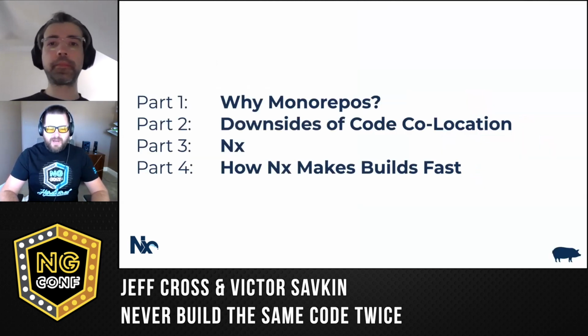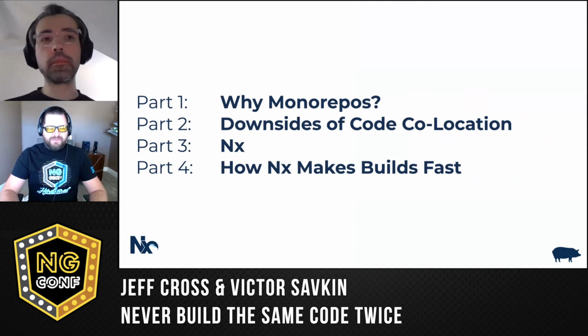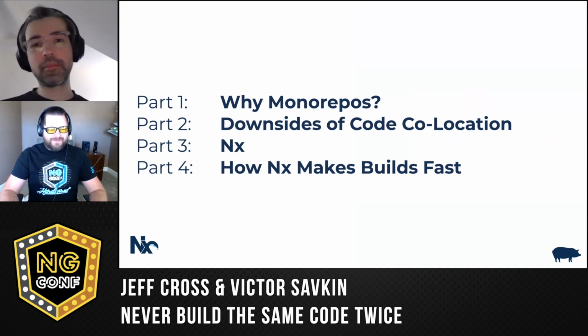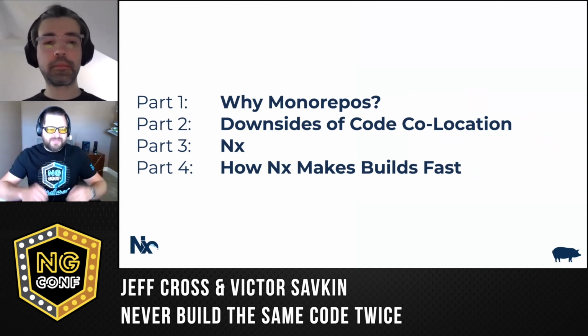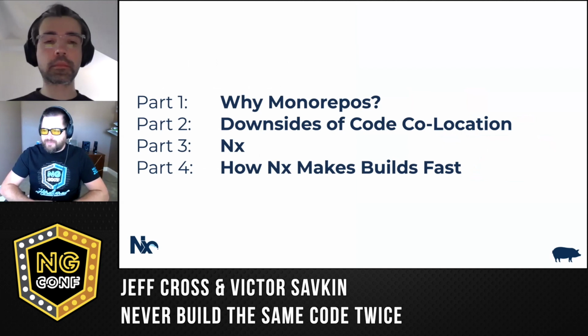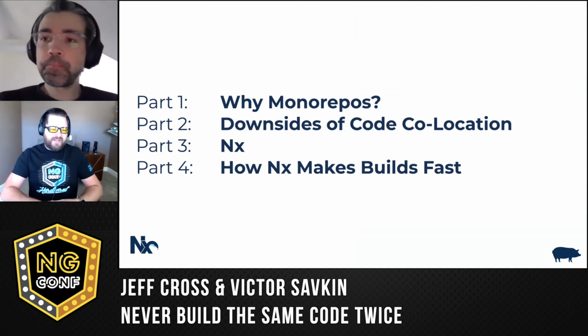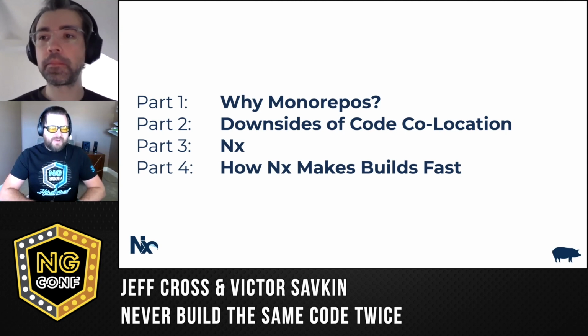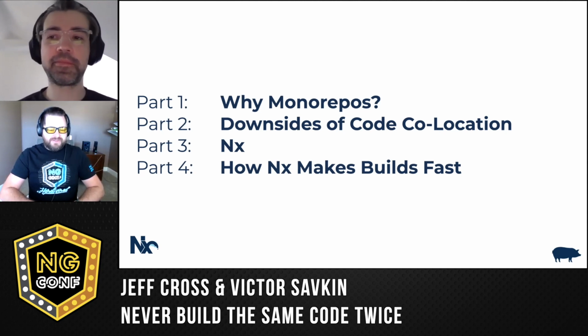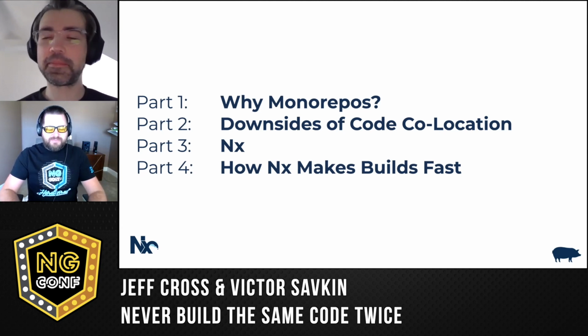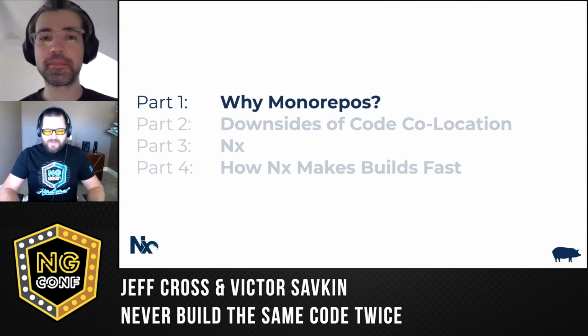We're going to talk about monorepos in general, like what is a monorepo, and to us, what does it mean? And then what are the typical downsides of code co-location, which isn't the same as what we talk about when we talk about monorepos. Then we'll talk about what NX is and how it addresses those challenges. And finally, how NX makes builds fast. What's the magic? So let's start with monorepos.